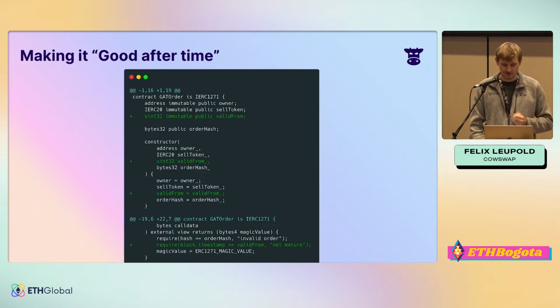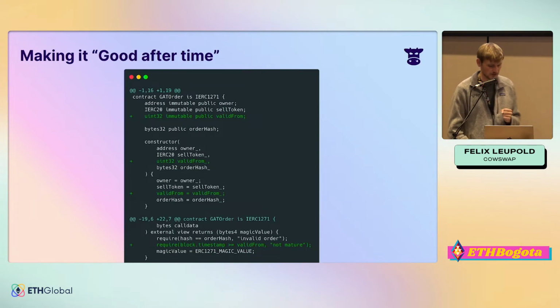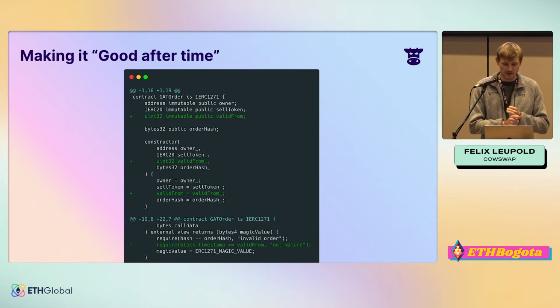And then this is actually the part that adds the good after time into the smart contract. So we add this valid from field. We set it in the constructor, saying that this order is only valid after a certain maturity date. And then in the is valid signature implementation, we just check that block.timestamp is past valid from. And if that's not the case, we revert. And if it's the case, we set this magic value, which basically means we return true.